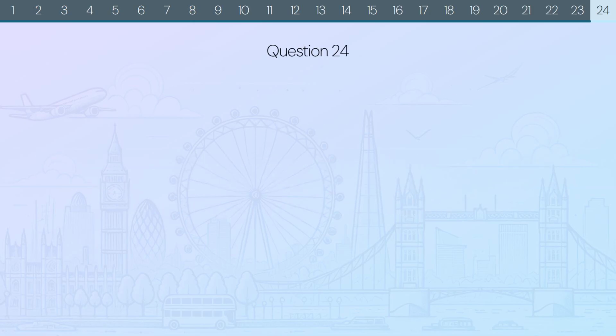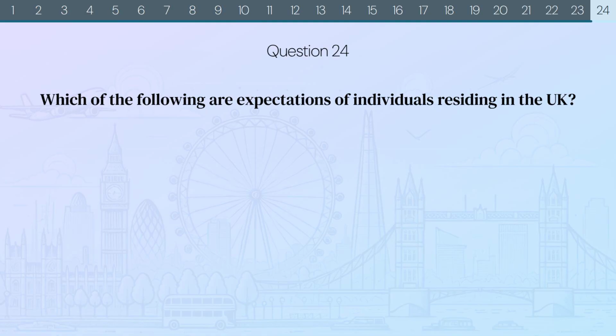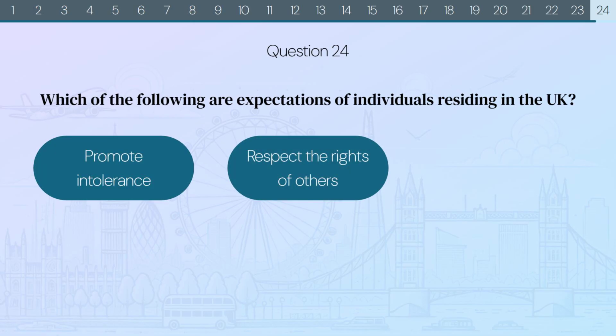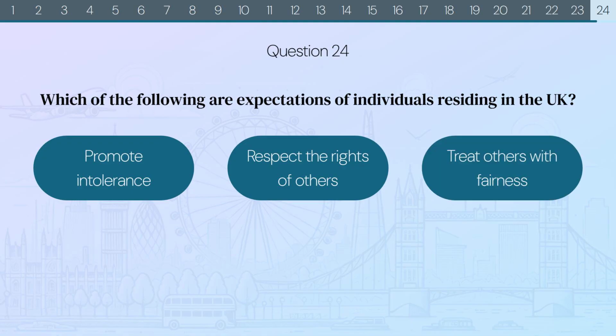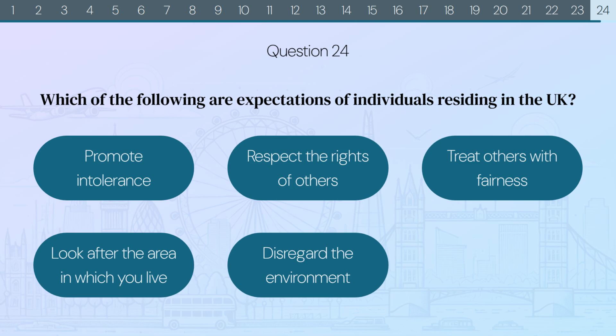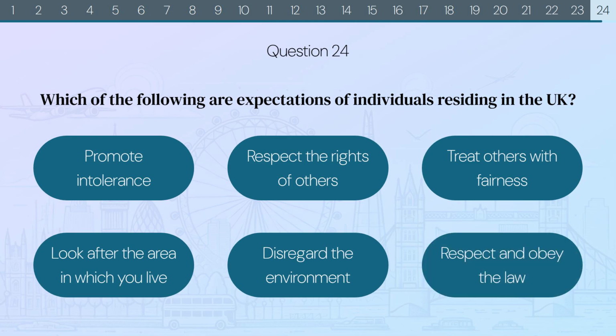Question 24. Which of the following are expectations of individuals residing in the UK? Promote intolerance? Respect the rights of others? Treat others with fairness? Look after the area in which you live? Disregard the environment? Or respect and obey the law?